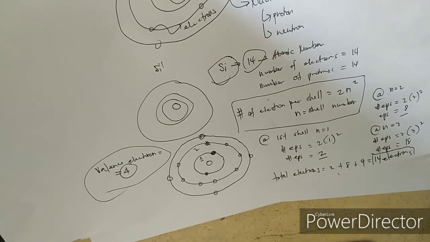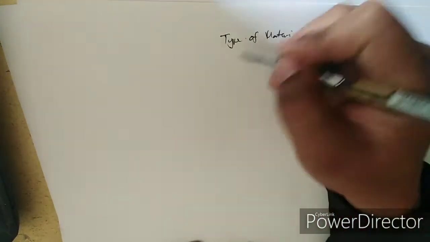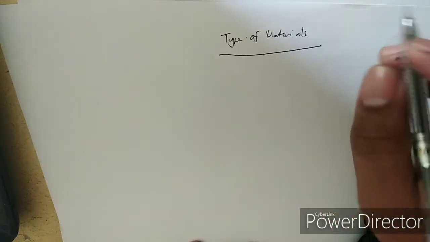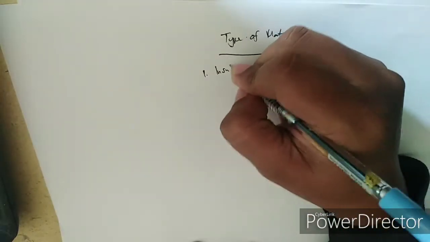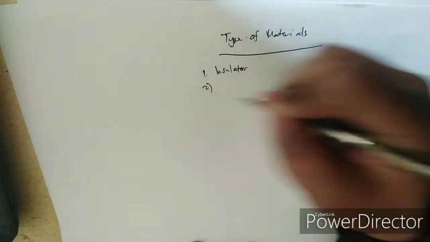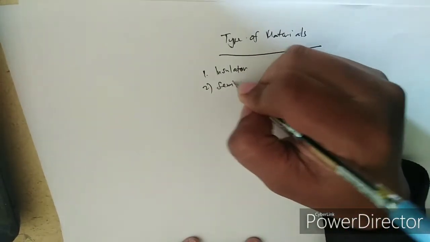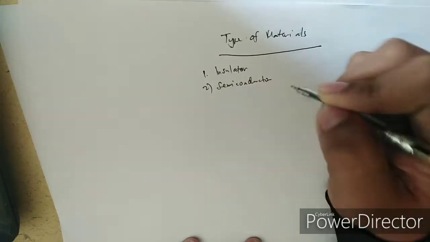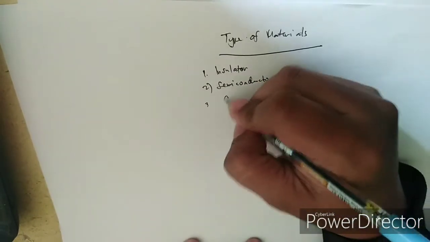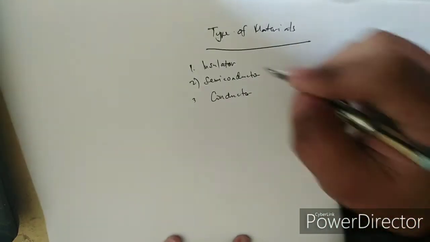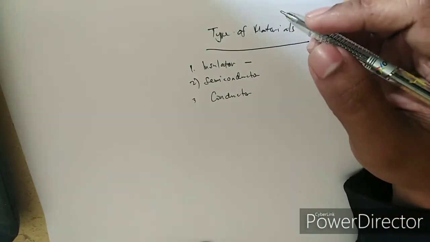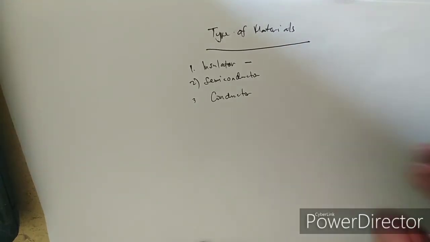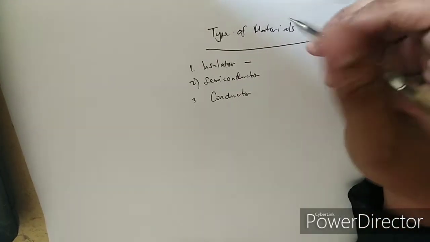So if you refer to our canvas, this is the explore, and you'll see the types of materials. There are 3 types of materials. Number 1, insulator. Second, semiconductor. And number 3 is the conductor.